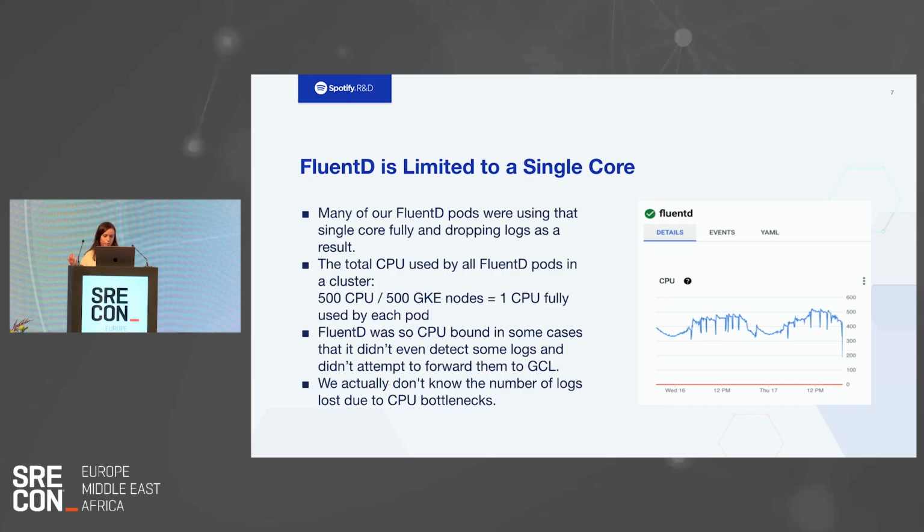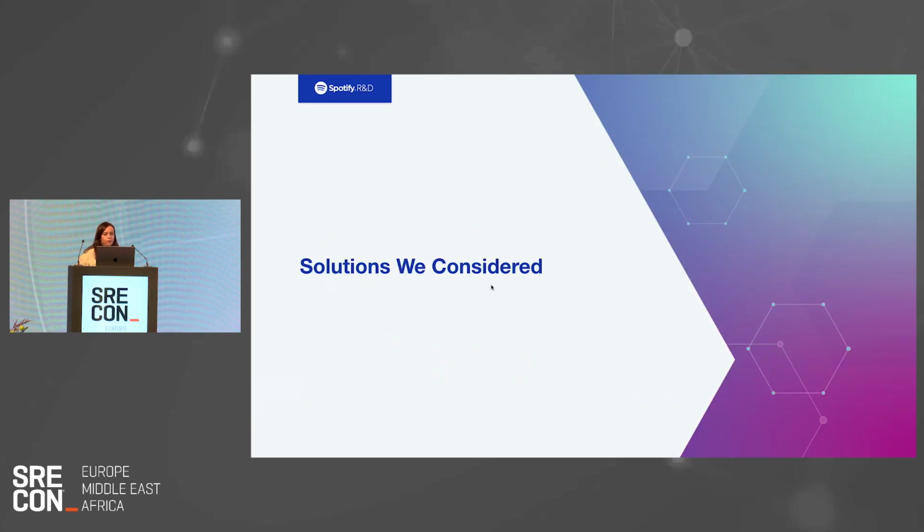It didn't attempt to forward them to Google Cloud Logging, and because of this, we didn't actually know what number of logs were being lost due to CPU bottlenecks. So what do we do now? There were some solutions we had to consider.